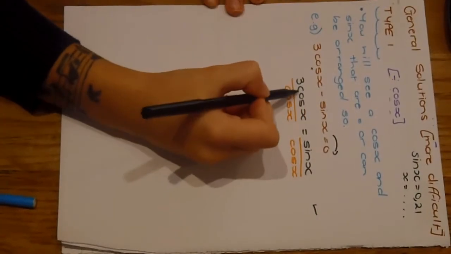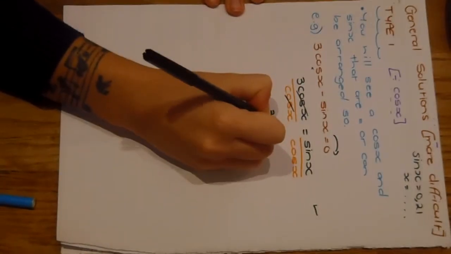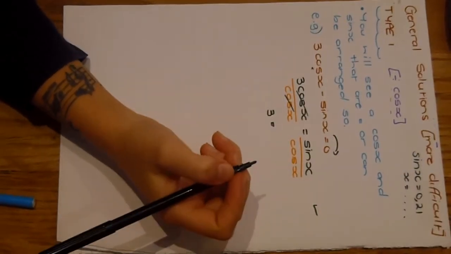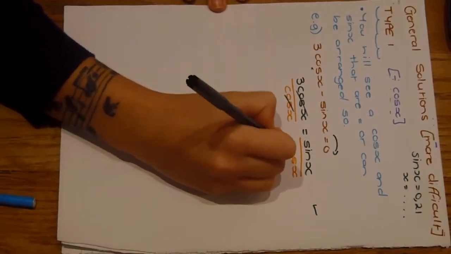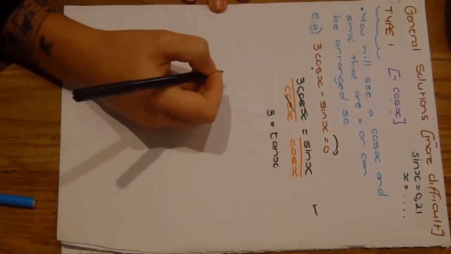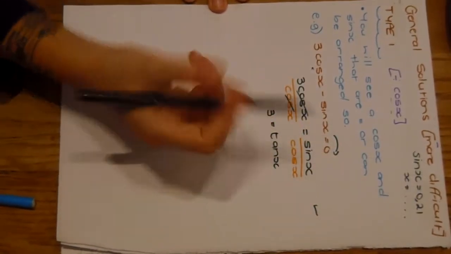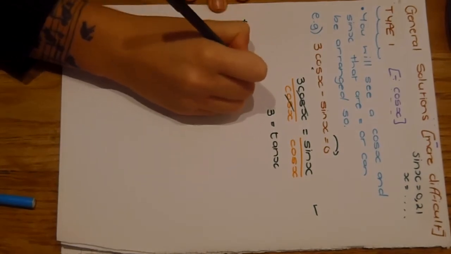So this side, the cos x's are going to disappear, and I'm just going to be left with 3. And that side, sine x over cos x is what? What is sine over cos? From your identities, we know that is tan x. Okay, so this very much just looks like the first stuff we did. So if I just write it neatly, tan x equals 3. So now you can just follow your general steps.